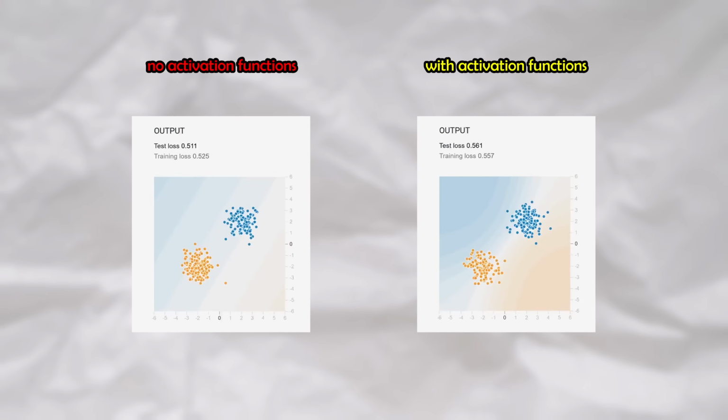We can visualize the importance of activation functions quite nicely in a 2-dimensional space. Let's say that we have a dataset of blue and orange data points, and we want to train a neural network to be able to classify which color a new data point should belong to.